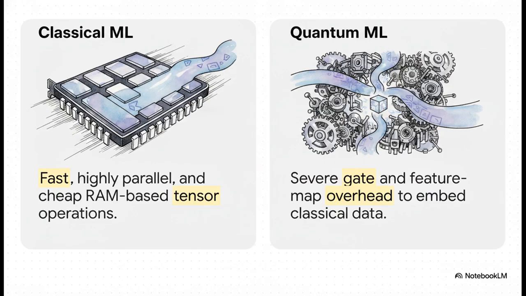You literally have to mathematically map classical data points into quantum amplitudes or rotations, which means physically executing quantum gates. For big datasets, the circuit depth you need just to load the data usually wipes out any algorithmic speedup the quantum computer might have even given you.